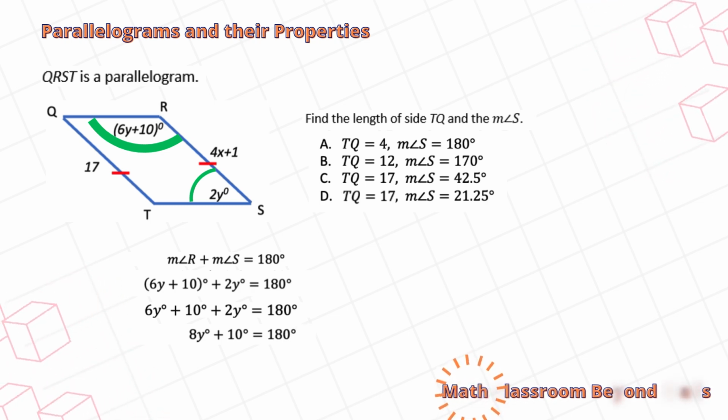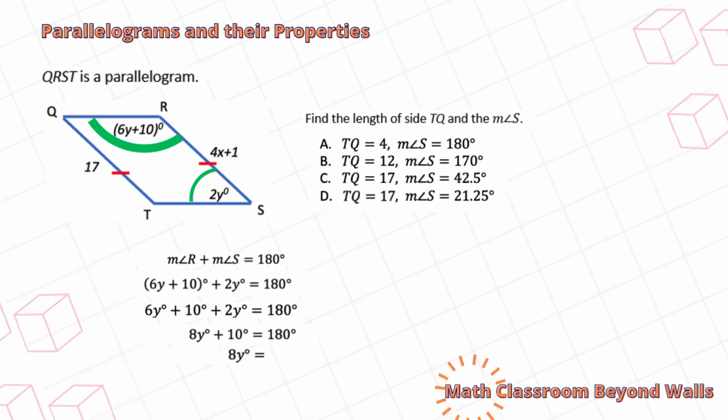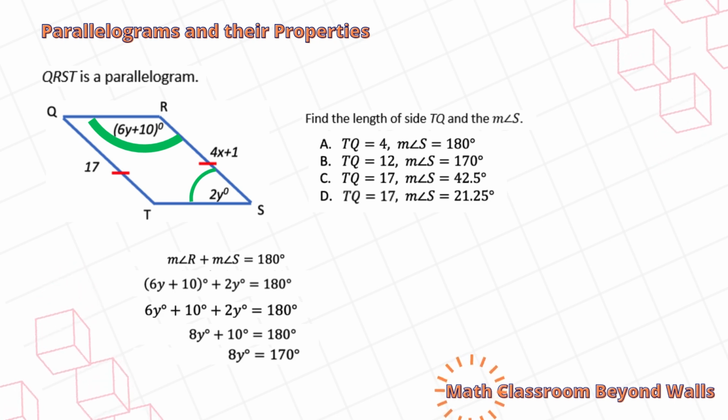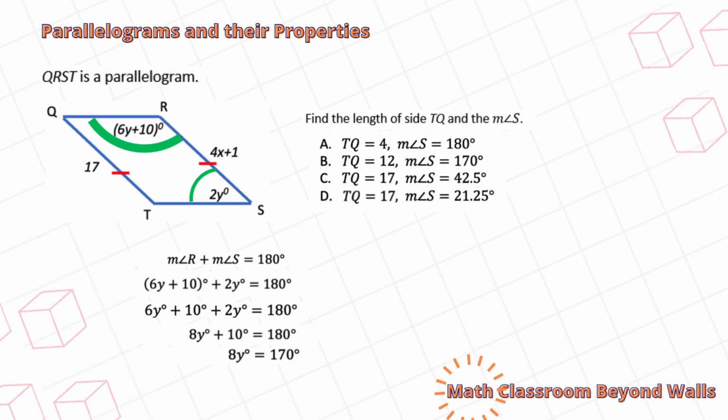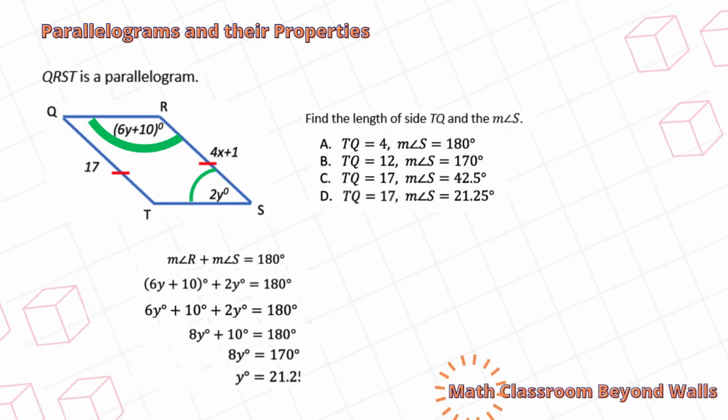We subtract 10 from both sides. We have 8y equals 170. Finally, we divide both sides by 8. This gives us y equals 21.25 degrees.